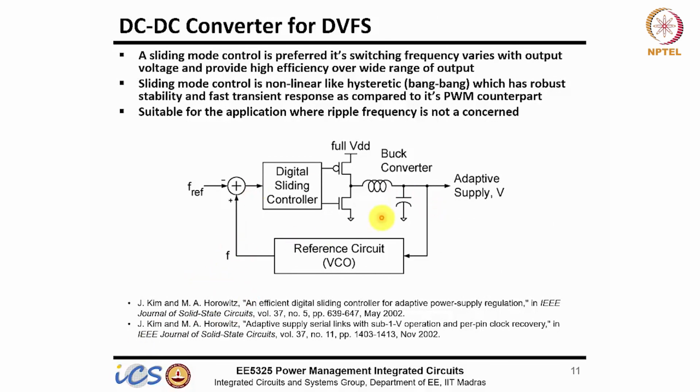So one simple concept shown here: if your VDD is generated from a DC-DC converter, what you can do is have a VCO in the feedback and a reference clock. Let's say the reference clock is 1 gigahertz, and you want the frequency of this VCO to be 1 gigahertz. So your buck converter will force this control voltage, which is your supply, in such a manner that this frequency is 1 gigahertz.